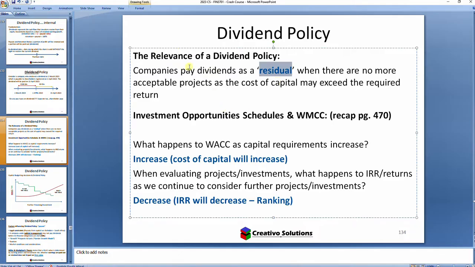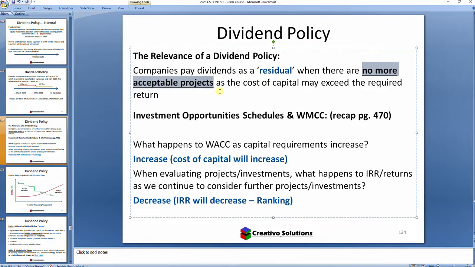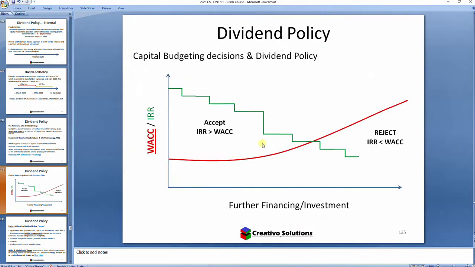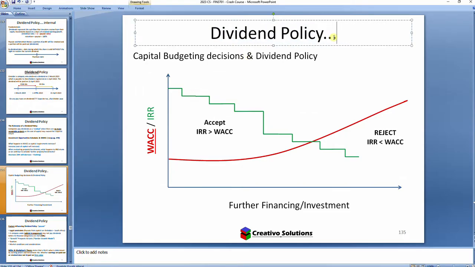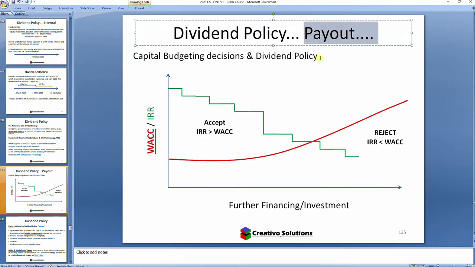So if we're looking at the relevance of the dividend policy, companies pay this residual when there's no more acceptable projects. I have seen a question about this where they've actually asked you to calculate if dividends will or won't be paid out. Remember we spoke about this? Now we can bring in the dividends. We know what a dividend is, it's a payout. When does a company pay out a dividend? When there is any surplus profit that can't be used elsewhere. In other words, a company will not retain all of their profit. A company will pay out a percentage of their profit. That could be maybe 20%.